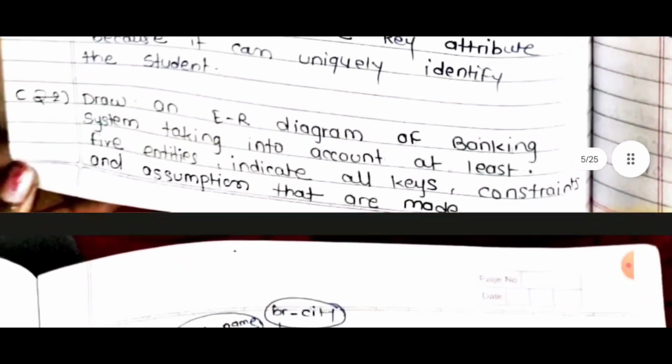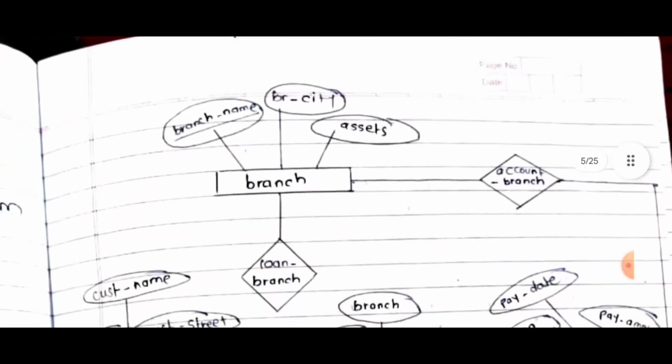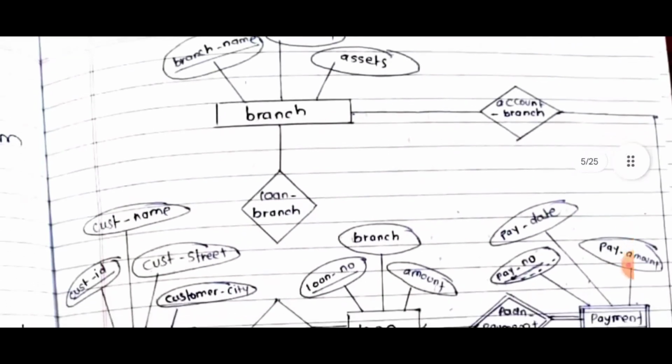Next question, draw an ER diagram of a banking system taking into account at least 5 entities, indicate all keys, constraints and assumptions that are made. So this is the ER diagram.